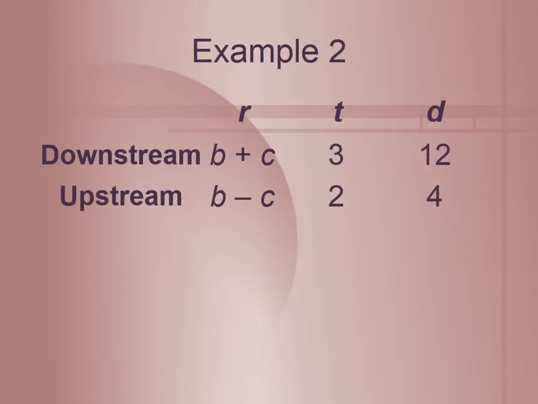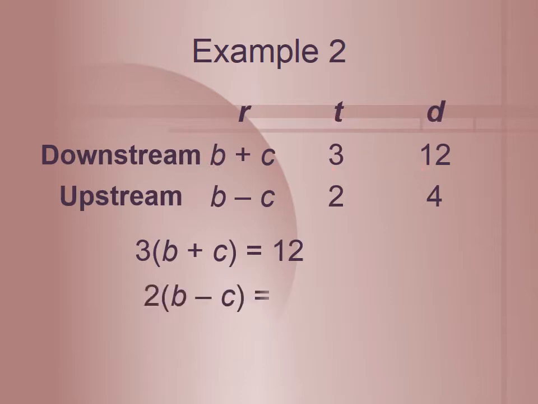So we want to know what was the rate of the water without any current, and then what is the current. So we have two equations. The first equation we have is 3 times (b plus c) equals 12, because we know that rate times time equals distance. Likewise, we have 2 times (b minus c) is equal to 4, because again, rate times time equals distance. So I'm going to take that first equation and I am going to solve for b.